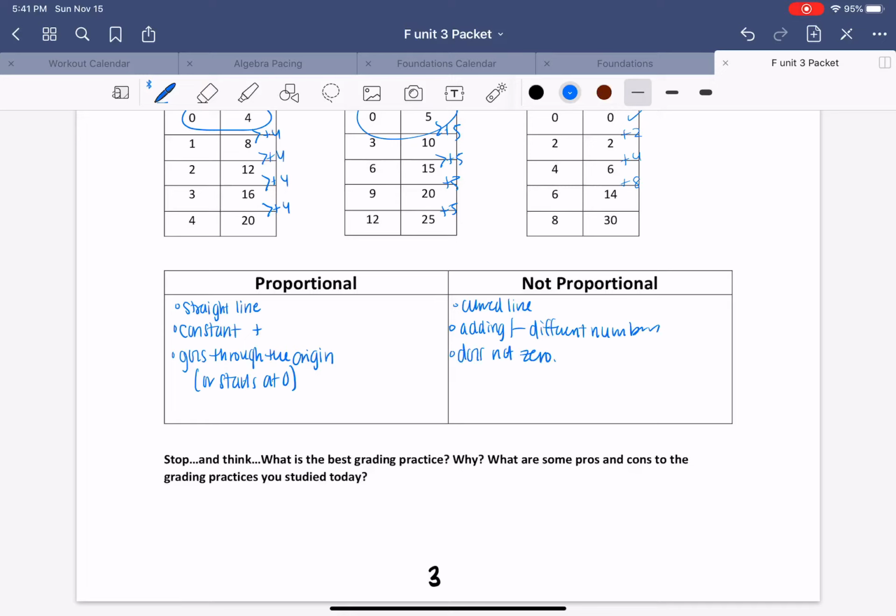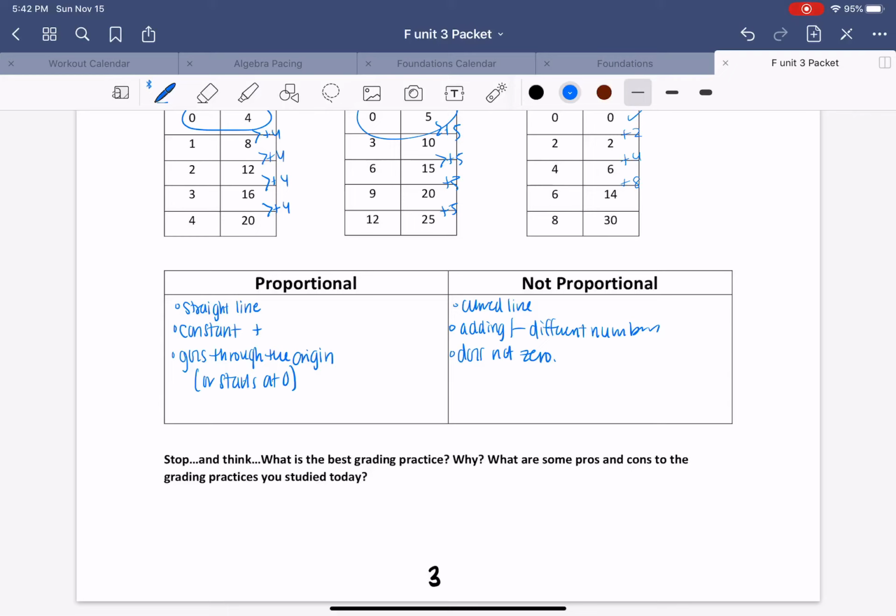So I want you to stop and kind of think about this and reflect. What is the best grading practice? Do you think every question should be the same amount of points? Like the more questions you get right, the more values they are.